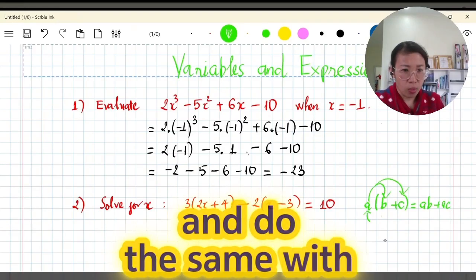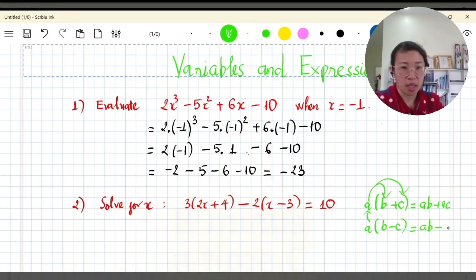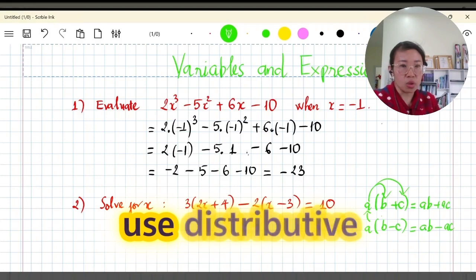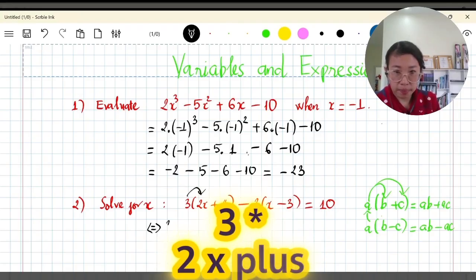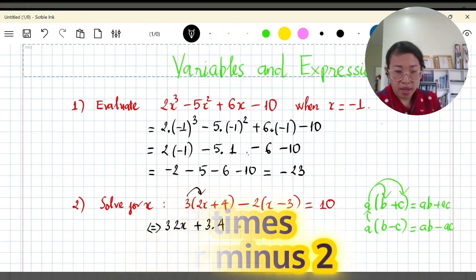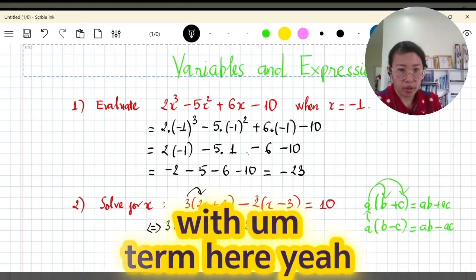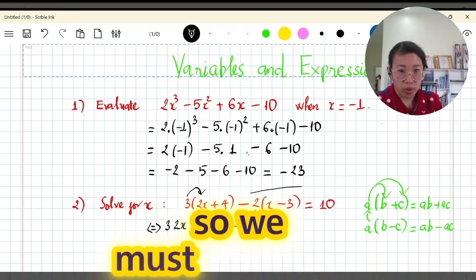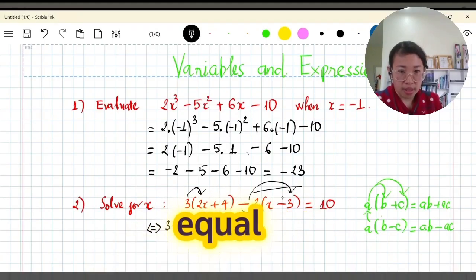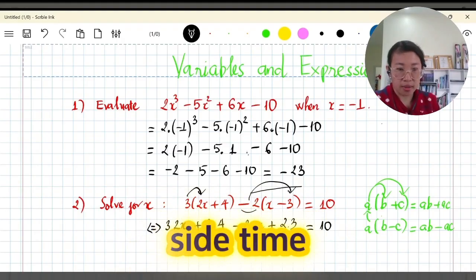And do the same with a times (b minus c), and we have a times b minus a times c. And let's use the distributive property on the left hand side. We have 3 times 2x plus 3 times 4 minus 2 times x. And be careful, because in front of the parenthesis we have negative 2, so we must change the sign. Minus times minus is equal to plus 2 times 3, equals, and write down the right hand side, 10.